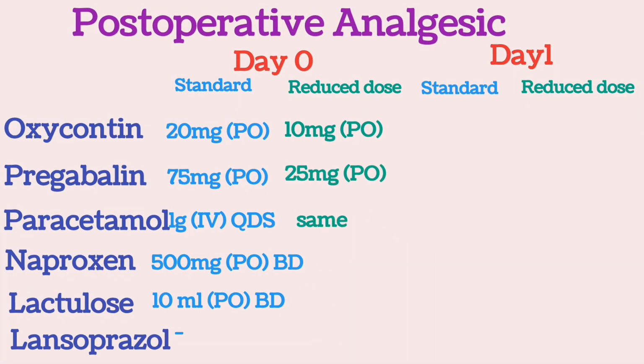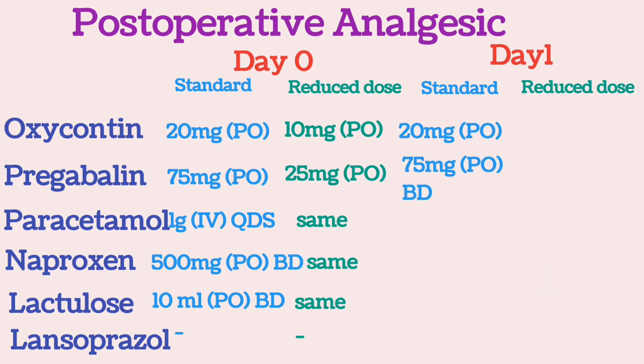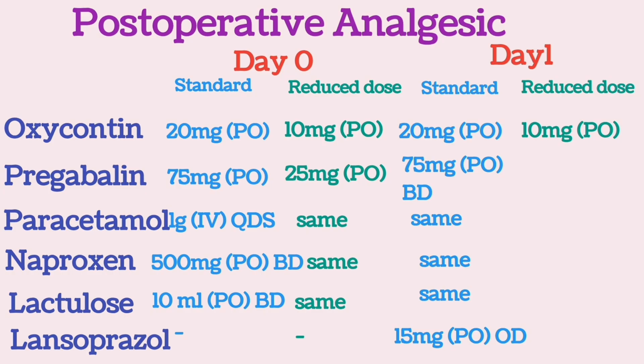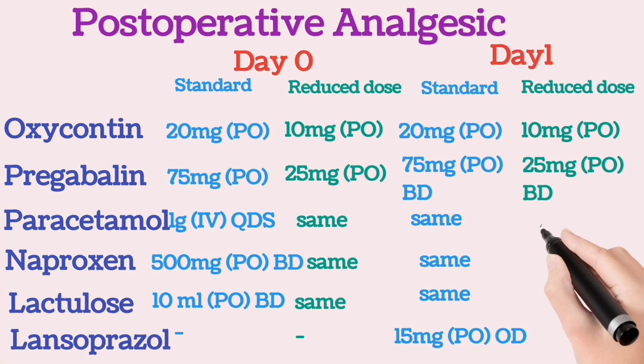Oxycodone we can give 10 mg per oral, and pregabalin 25 mg per oral. On the next day, the dose of oxycodone is 20 mg per oral, pregabalin 75 mg BD per oral, paracetamol 1 gram IV QDS, naproxen 500 mg per oral BD, lactulose 10 ml per oral BD, and lansoprazole 15 mg per oral OD. In case of reduced dose, only the oxycodone and pregabalin will change. Here we can prescribe oxycodone 10 mg per oral and pregabalin 25 mg per oral BD.